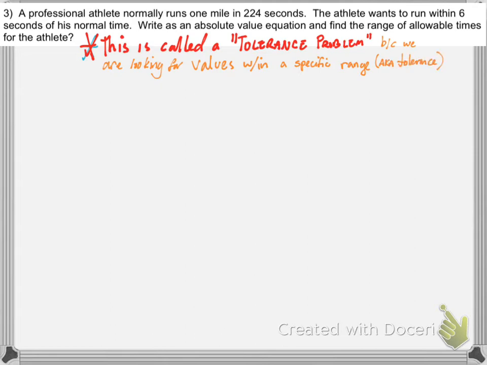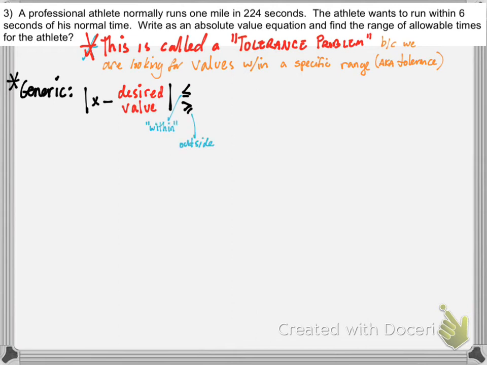Right. So another thing would be like voting, right? Like 50% voted this way, plus or minus 3%. So the generic format is x minus what your desired value is, and then greater than or less than, depending on whether you're trying to be inside or outside certain tolerances, and then whatever that tolerance level is, or whatever that margin of error is.